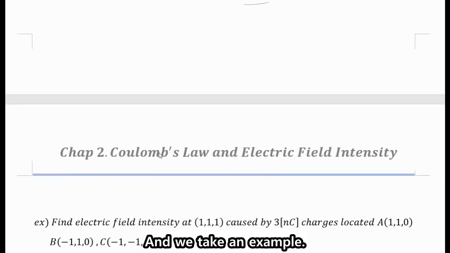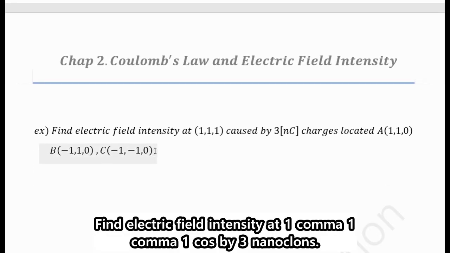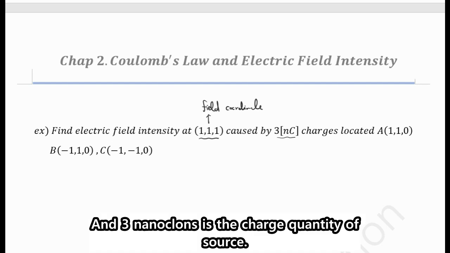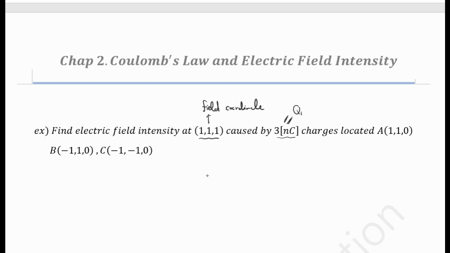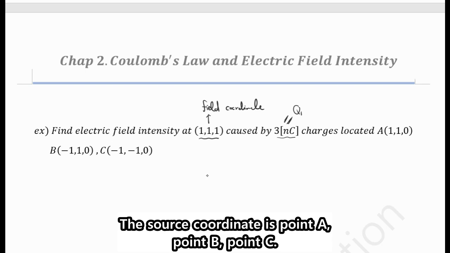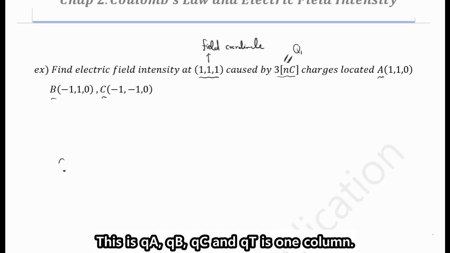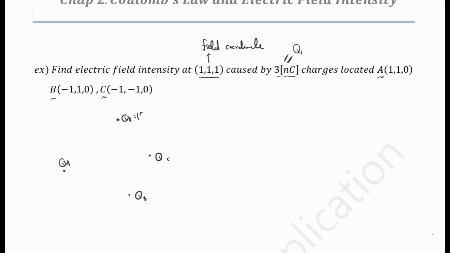And we take an example. Find the electric field intensity at (1,1,1) caused by 3 nanocoulomb charges. This is the field coordinate, and 3 nanocoulomb is the charge quantity of each source. The source coordinates are point A, point B, and point C. So we have 3 sources: QA, QB, and QC, and Qt is 1 coulomb.